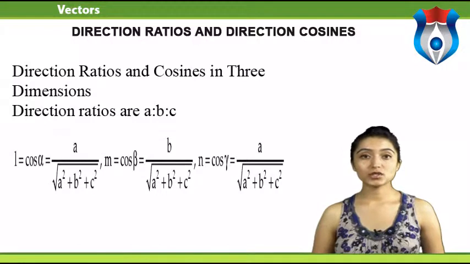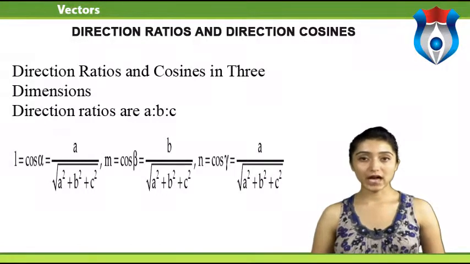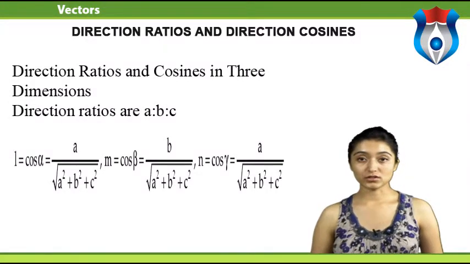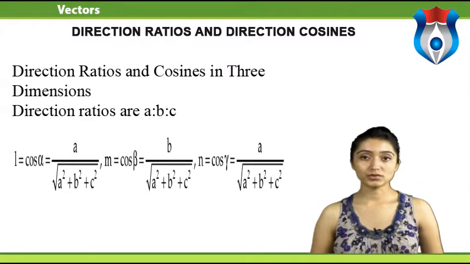The direction cosines are the cosines of the angles between the vector and each of the axes. It is conventional to label direction cosines as l, m and n, and they are shown.